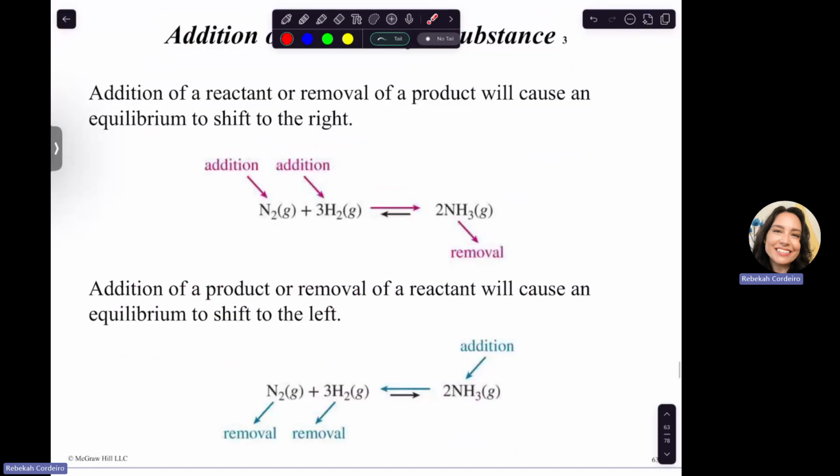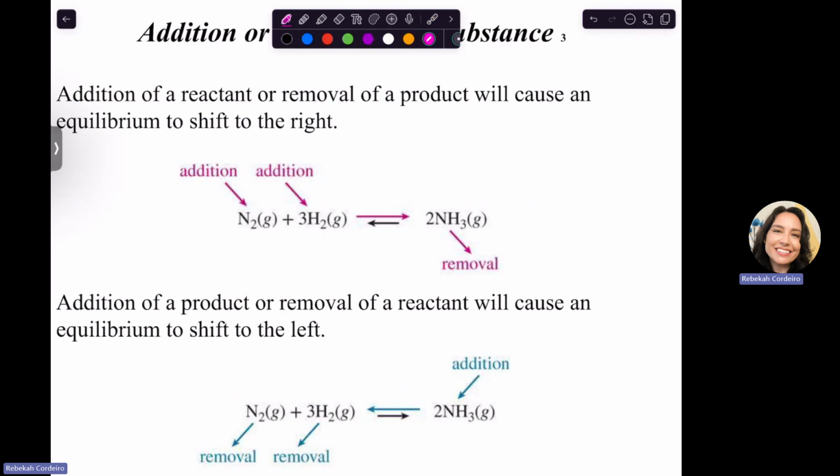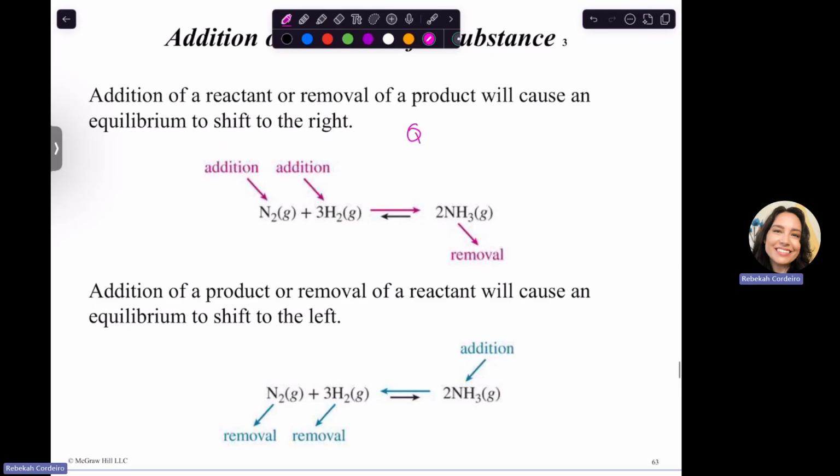So adding a reactant or removing a product will shift it to the right for the same reasons, right? In these cases, Q would be less than K. So if you were to actually sit down and calculate what the Q looks like and what the K looks like, Q would be less than K. If you add a product or remove a reactant, now Q would be greater than K. So it would shift to the left.